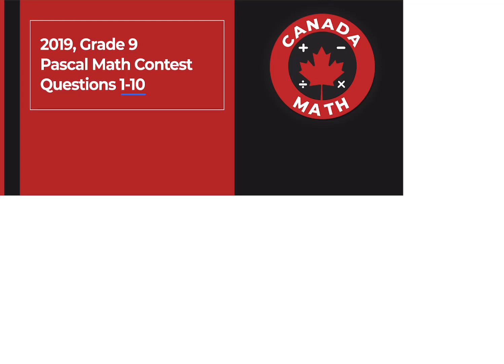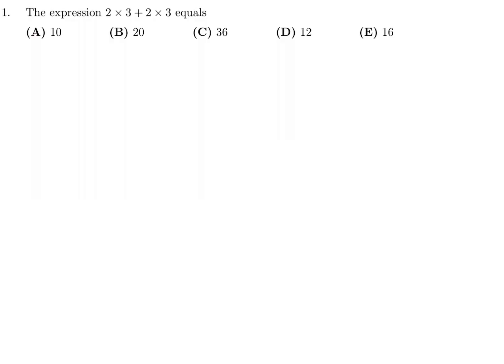Questions 1 through 10 on the 2019 Grade 9 Pascal Math Contest. The expression 2 times 3 plus 2 times 3 equals... 2 times 3 is 6. 6 plus 6 is 12. Number 1, the answer is D.